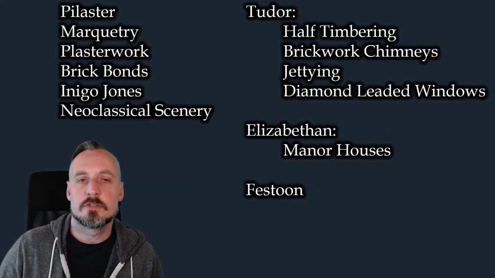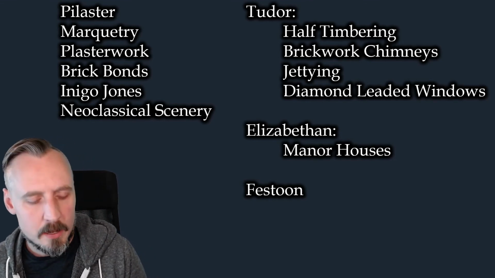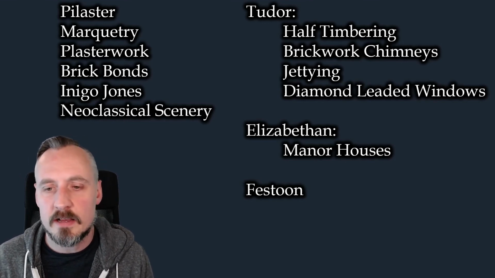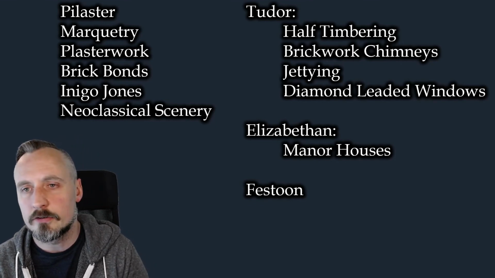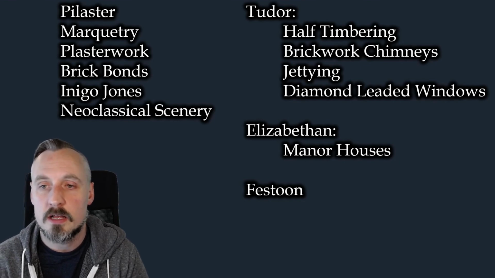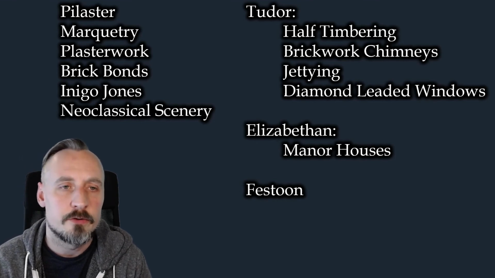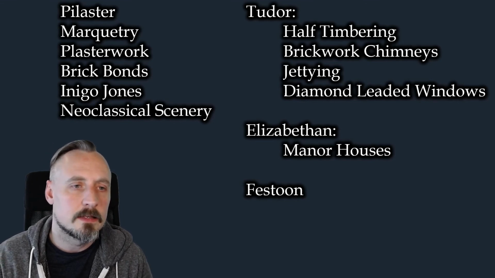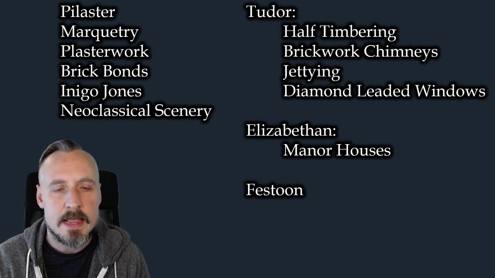And so these are our keywords for English, Renaissance, Tudor, Elizabethan, and neoclassical scenery. It's a lot to get through, and there's a lot more to talk about in this, but with the limited amount of time we have, these are the main concepts, and I hope that you will do some of your own research on this as well. So our words are pilaster, marquetry, plasterwork, brick bonds, Inigo Jones, neoclassical scenery. Under Tudor, we have half timbering, brickwork chimneys, jettying, diamond-leaded windows, Elizabethan manor houses, and festoon.